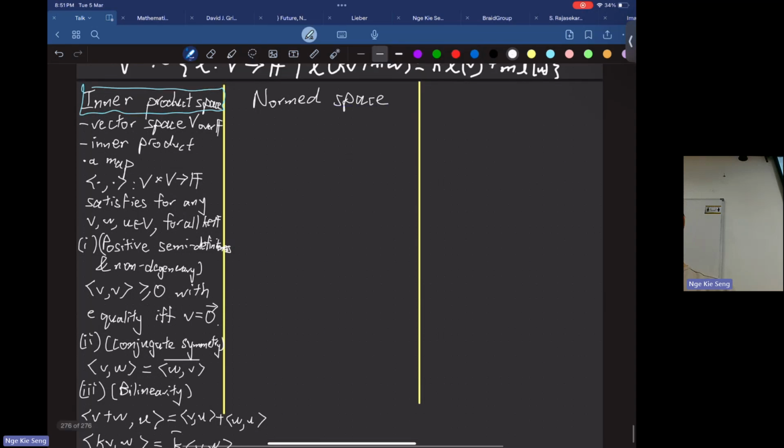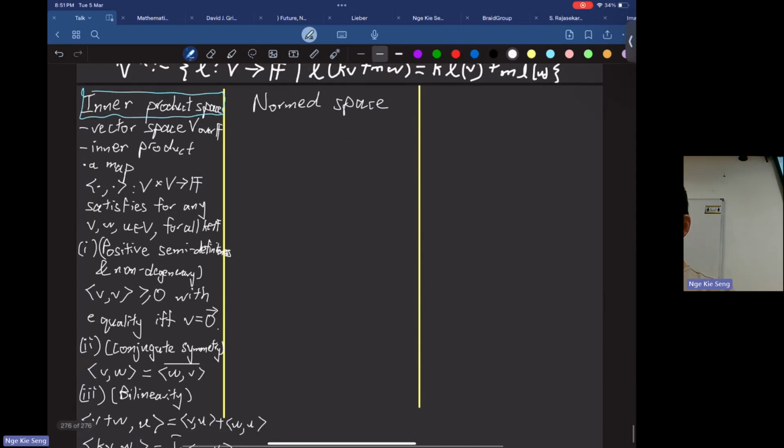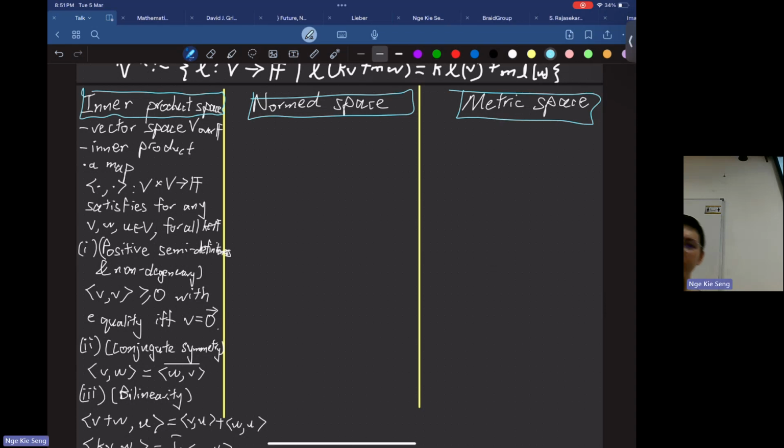So there are three spaces I want to talk about: norm space, inner product space, and matrix space. So let me give you the word first. Later we'll review what this is. Okay, so somehow this inner product has something to do with the length of the vector. In mathematics we call this the norm. So what's a norm space?